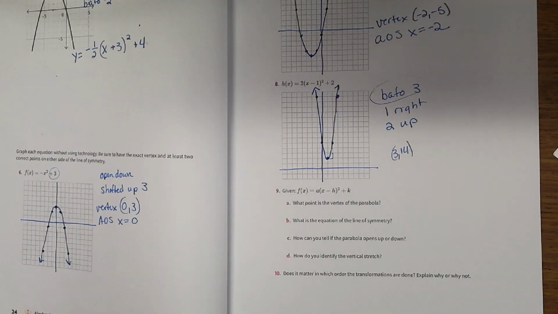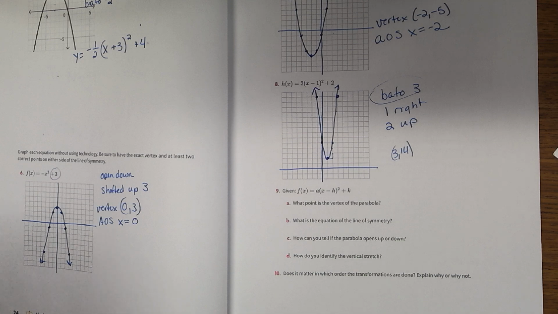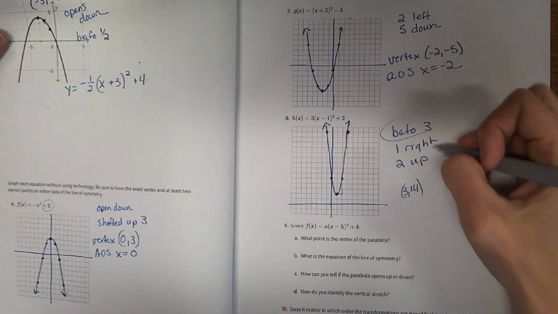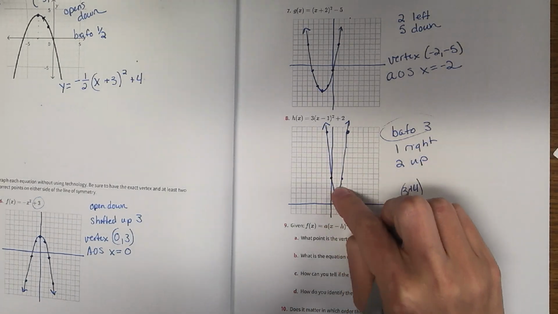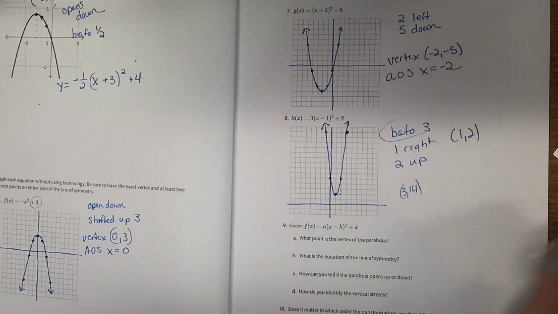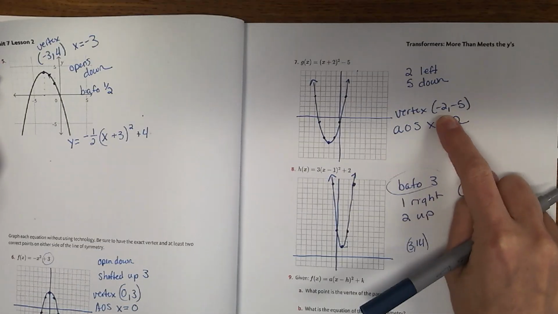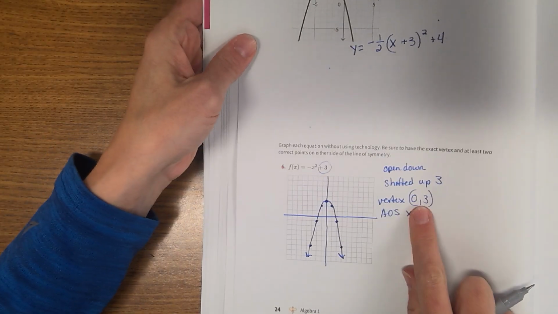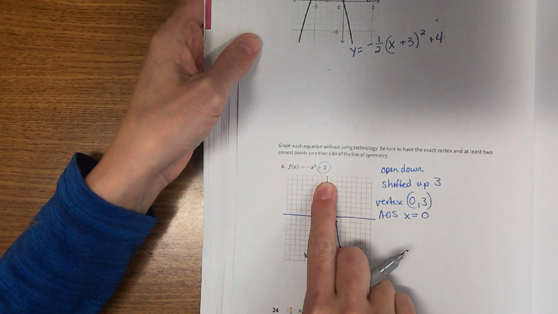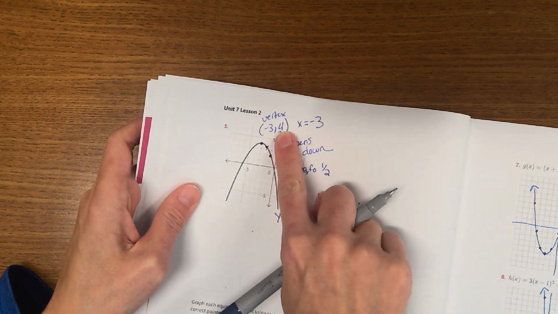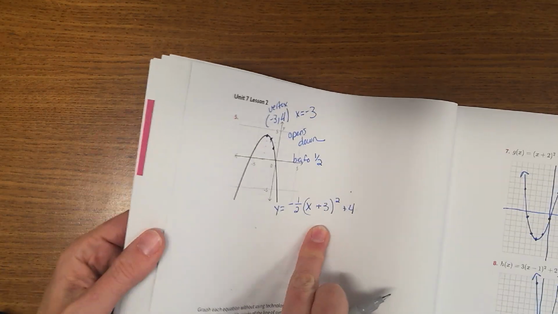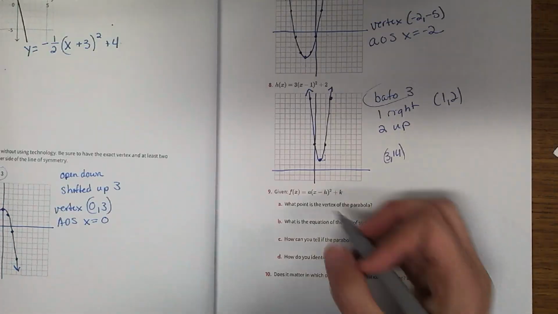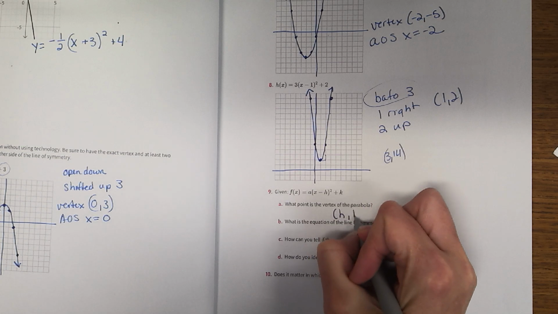All right, last couple of questions here. What point is the vertex? If this is my equation, what are you noticing? So take a second to flip back through. This one, we didn't even do this one. This vertex right here was at 1, 2. Right? This vertex was at -2, -5. This vertex was at 0, 3. This vertex was at -3, 4. Right? Are you picking up on a pattern here? So the point that is the vertex of the parabola is going to be located at h, k.